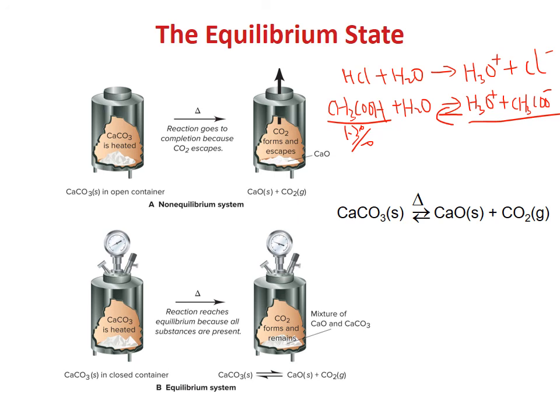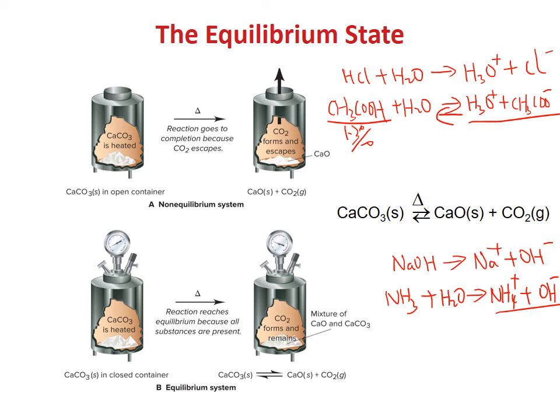Similarly, we know a strong base, sodium hydroxide, completely dissociates into sodium ion and hydroxide ion. But for a weak base, such as ammonia, in water it goes to ammonium and hydroxide. But then these two recombine and go back to the weak base and reach equilibrium.